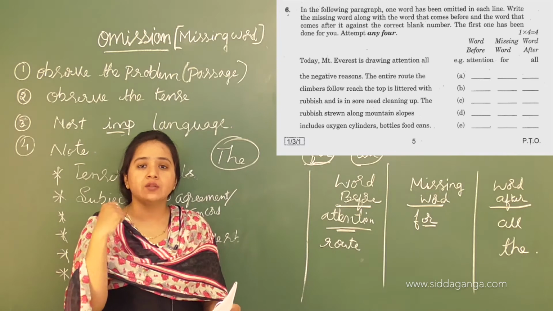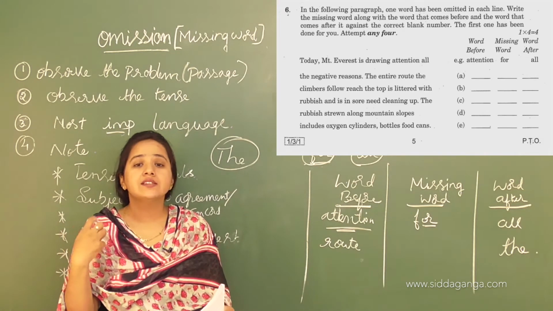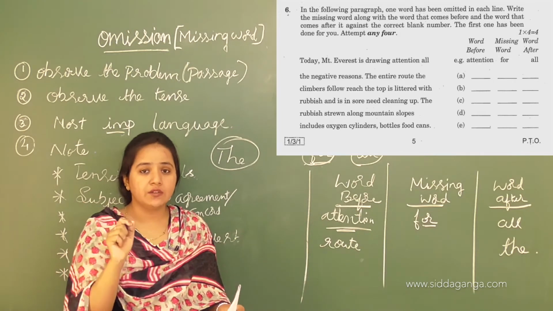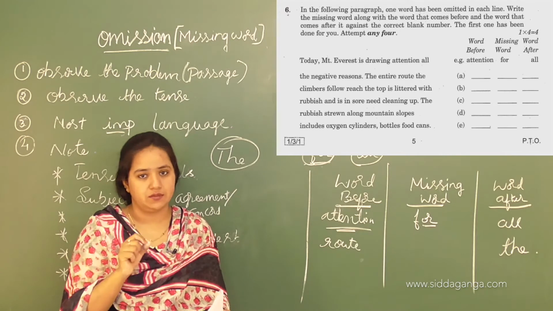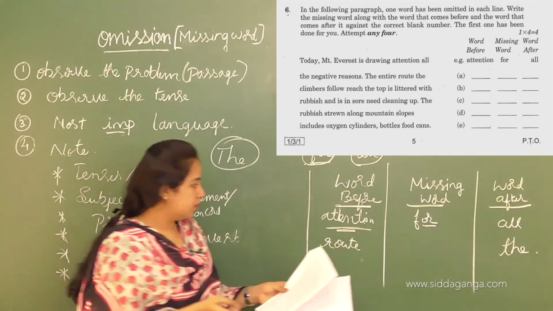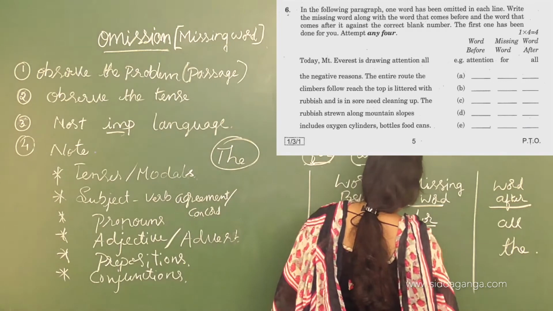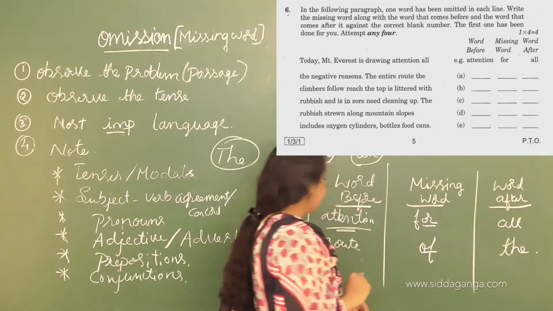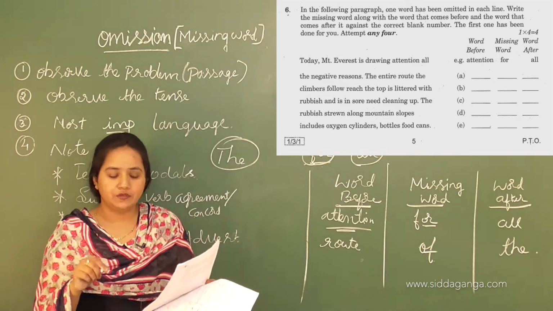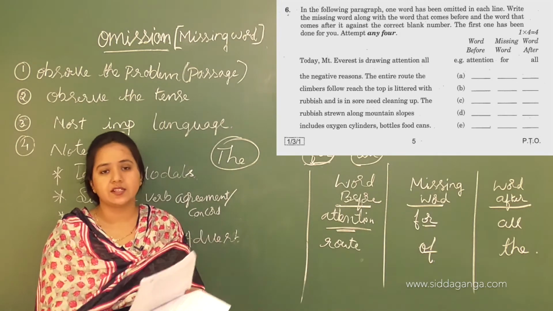Okay, so entire route, who is taking the journey there? That is climbers. They are climbing Mount Everest. Okay, so here we need to fix the preposition. So the missing word is "for". Okay, sorry, the missing word is "of". Route: the entire route of the climbers follow, reach the top is littered with.